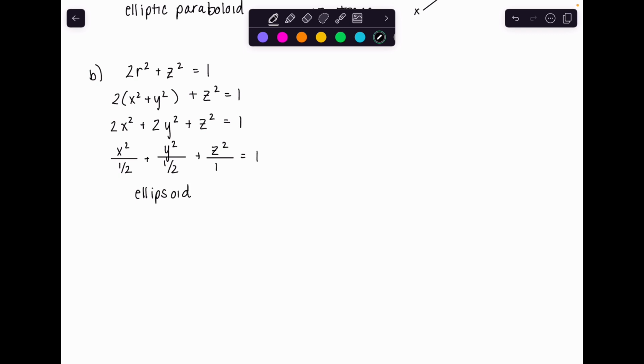You absolutely are welcome to find the traces, but it's really just like drawing an ellipse, because you would have an ellipse in every single direction. So what's underneath each of these tells you the distance you go out. So you take a square root. So in Z, you go out a distance of root 1, which is 1. And here you go out a distance of root 1/2.